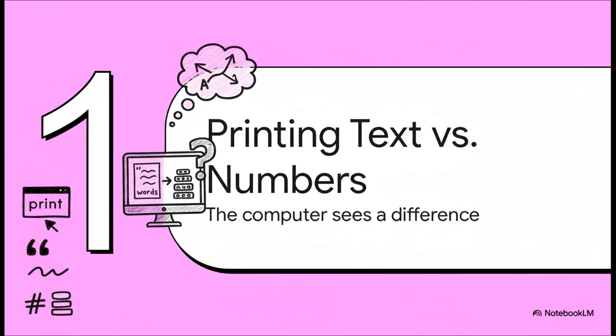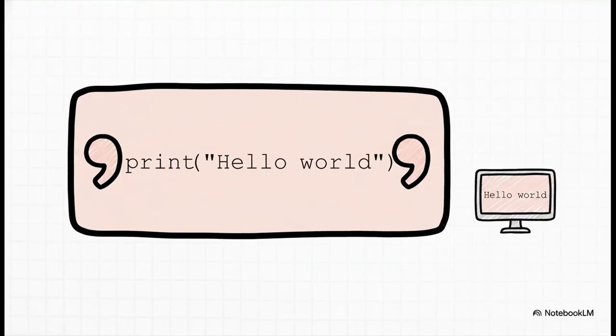Okay, so we've got our command print, but here's the first really important thing you need to know. To a computer, there is a huge difference between regular words and numbers. It sees them as two totally different things, and we have to be super clear about which one we're giving it. See those little quotation marks? They are absolutely crucial. Anytime you want to print text, what programmers call a string, you have to wrap it in quotes. Those quotes are like a signal to Python that says, hey, this is just a bunch of characters. Don't try to understand it or do math with it, just show it exactly as it is.